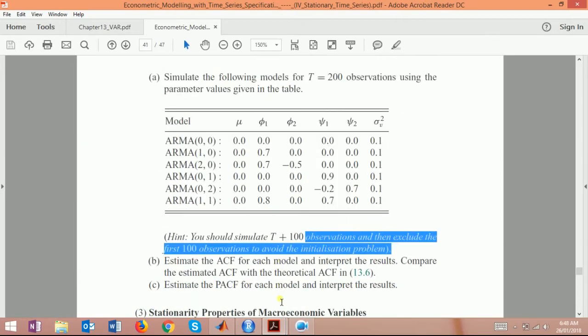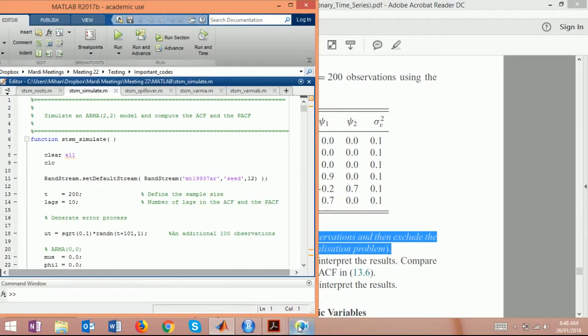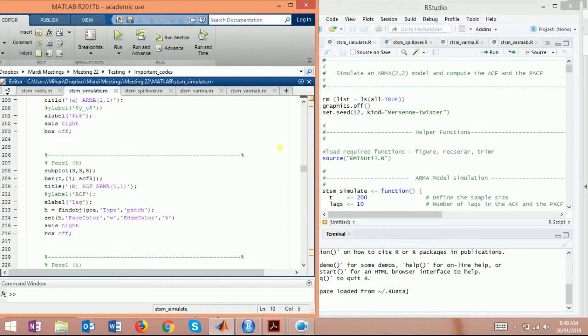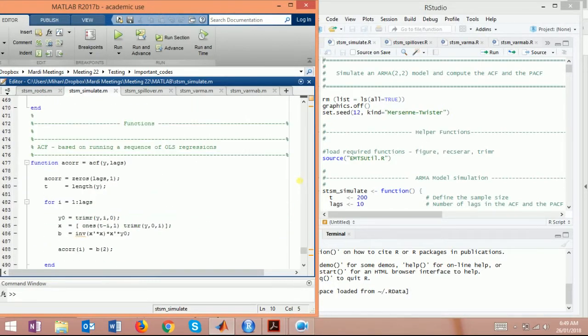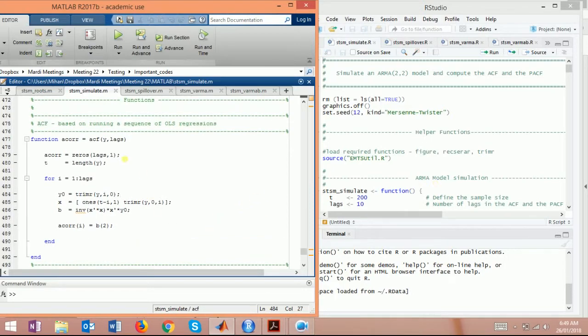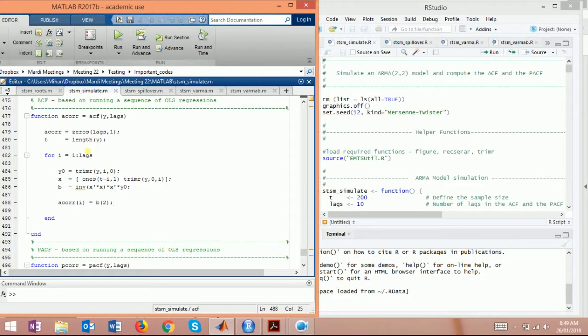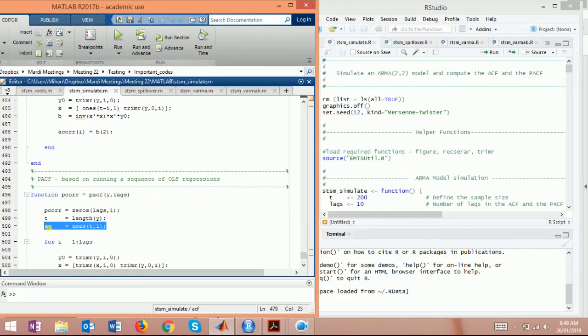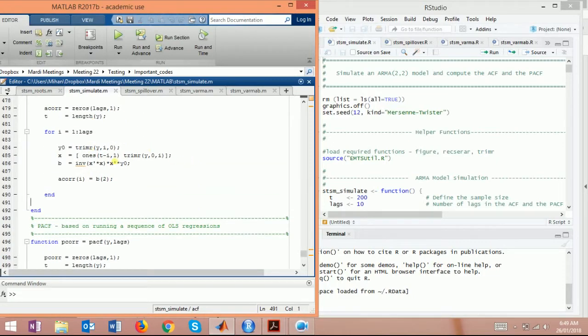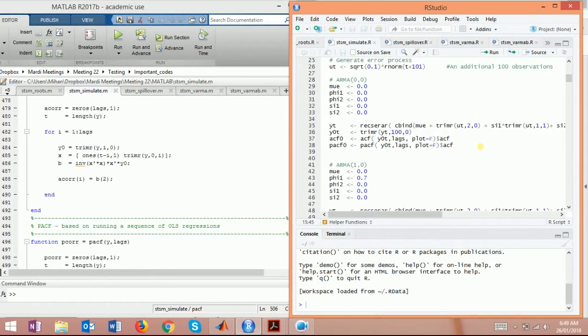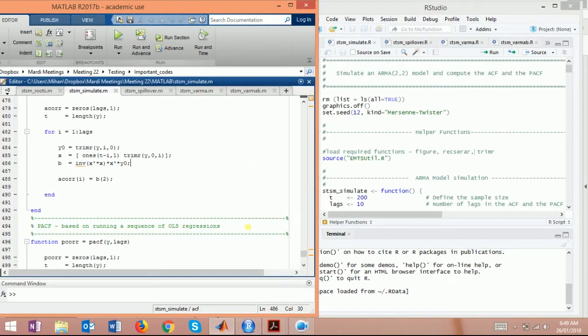Okay, so the problem is STSM simulate. Here we need to do a simulation, but before that, as always, we need to check the local functions. Again, the local functions are ACF and PACF. Just like before, there is no change in the ACF and PACF codes. The inputs are y and lags. We store zeros for autocorrelation. For PACF, we also store ones in x, and then regress yt minus 1 on xt minus 1 for b2, i plus 1. We don't need to do anything else.